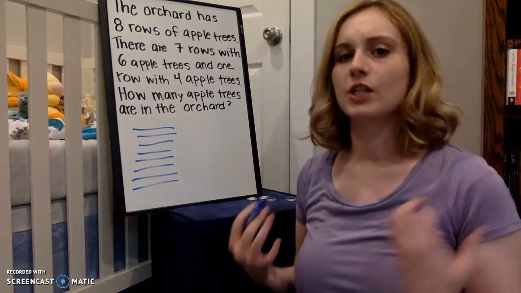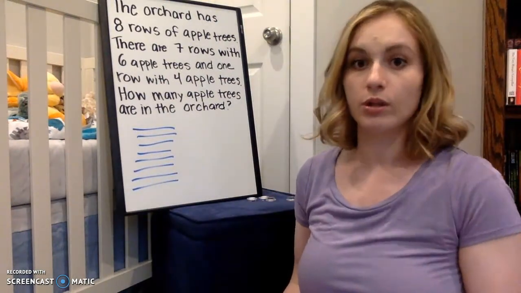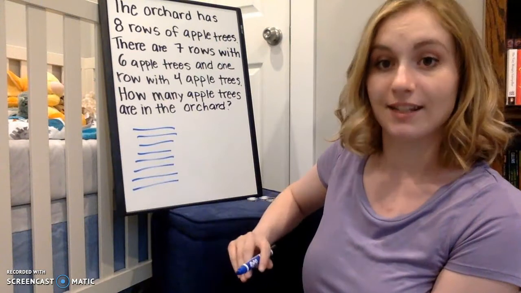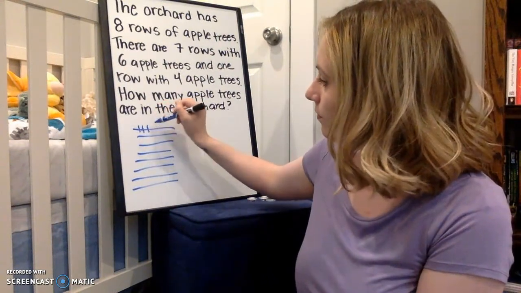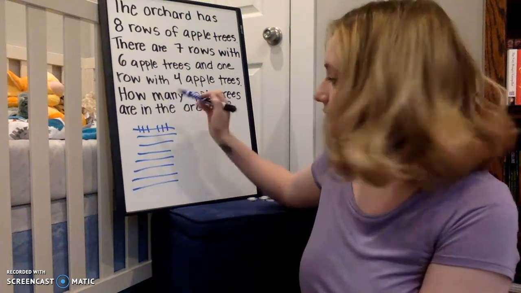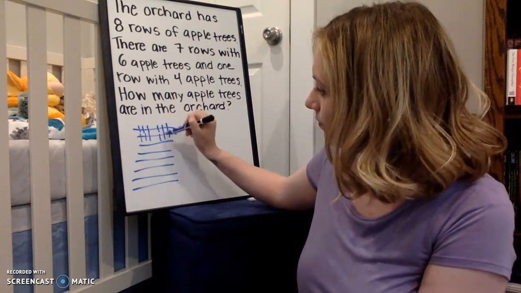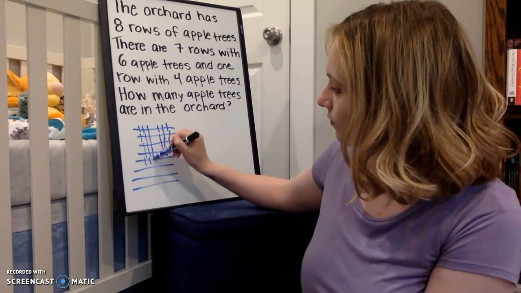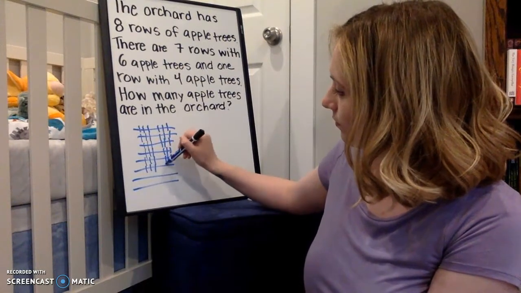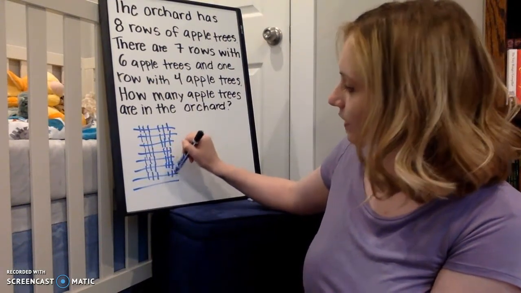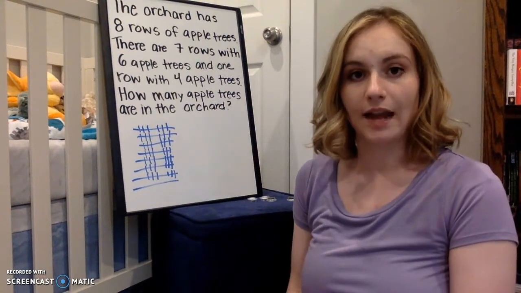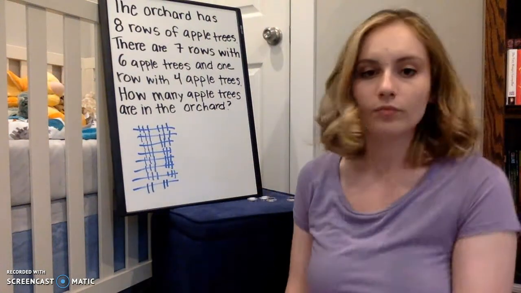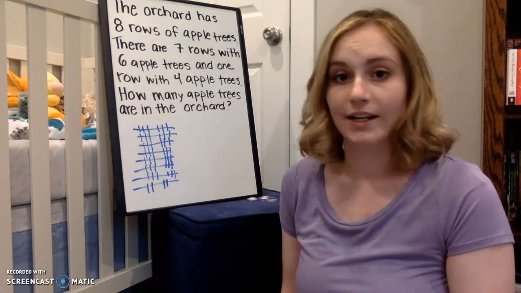1, 2, 3, 4, 5, 6, 7, 8. Okay, I'm visualizing my rows, and then there are apple trees in those rows. So maybe I want to draw those as well. In 7 of my rows, there are 6 apple trees. So there's 1 row with 6. Okay. I've got 7 rows with 6 apple trees, and then it says 1 row has 4. So let me draw that. My last row has 4 apple trees. Okay, I've visualized it. I'm ready to go.